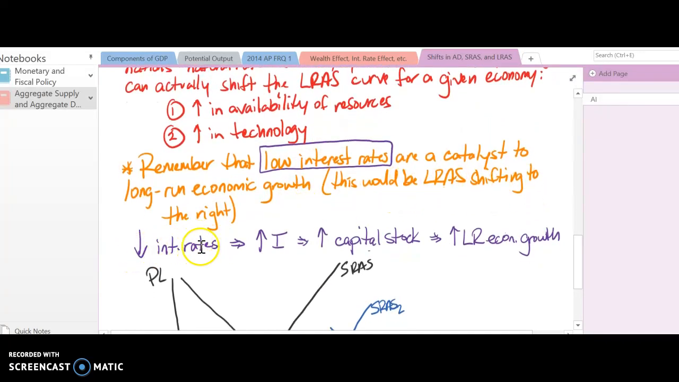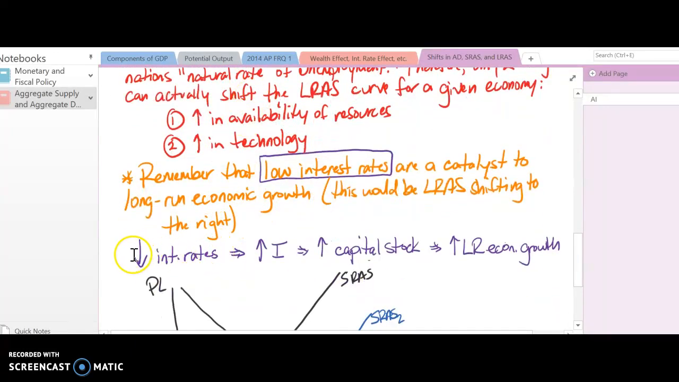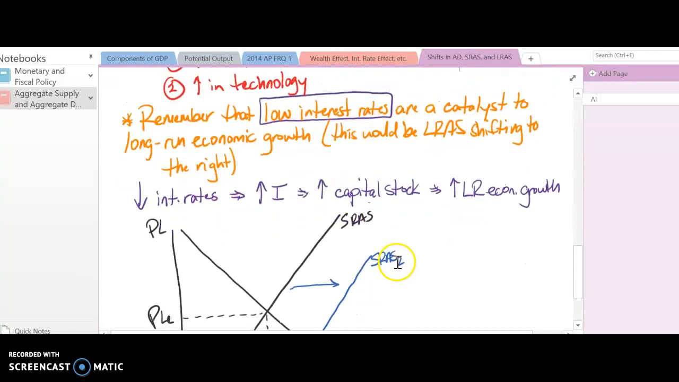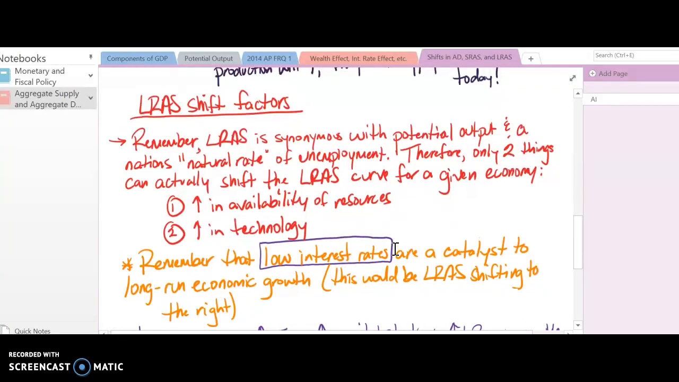So although a decrease in interest rates is not a shift factor in itself of the LRAS curve, it can lead to an increase in long run economic growth, because if we do this, number two has a really good chance of taking shape: having increases in technology due to this increase in capital stock. So that video hopefully sums up all of the different shift factors: aggregate demand, short run aggregate supply, and long run aggregate supply.